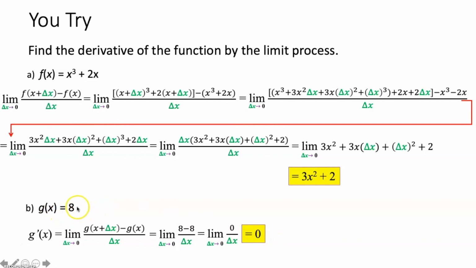And that makes sense because if I were to find the derivative of this, or the slope of the tangent line of this, this is just a horizontal line, meaning that the slope of this line would be 0 because it's a horizontal line. So that makes sense why the derivative is equal to 0.